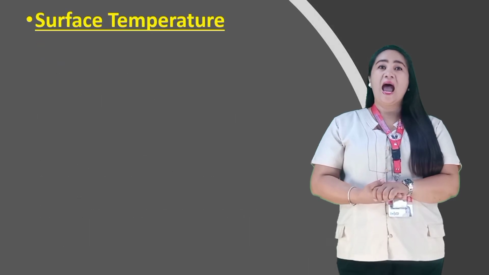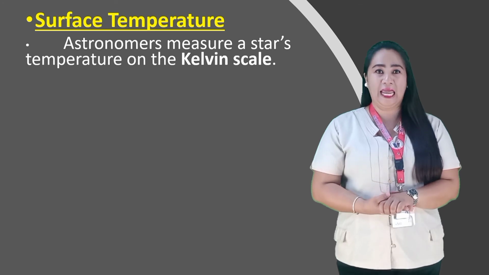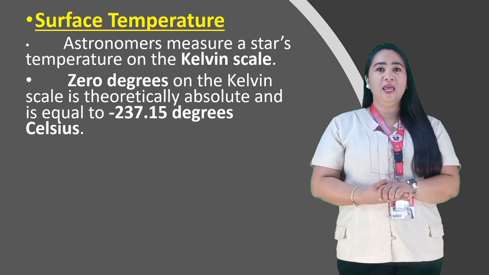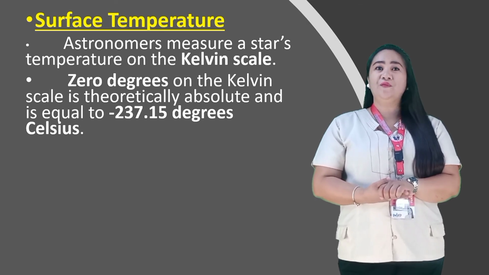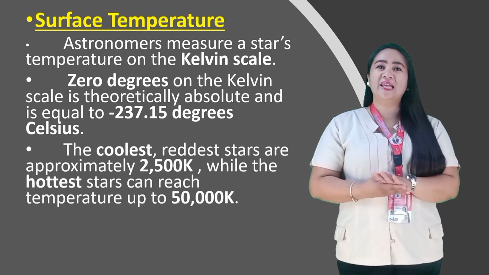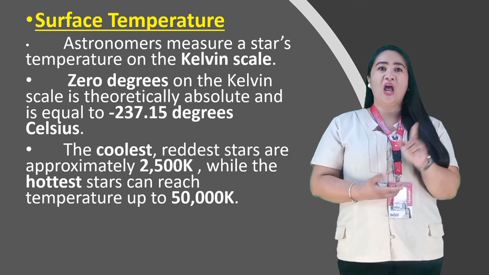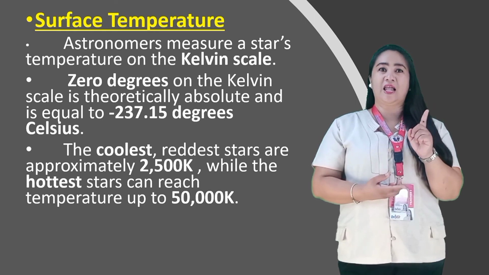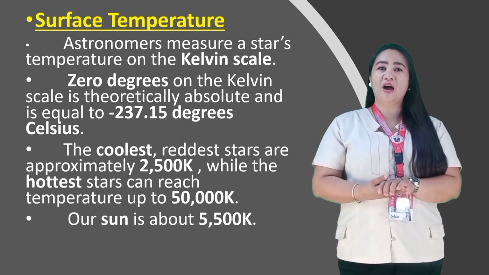Surface temperature. Astronomers measure a star's temperature on the Kelvin scale. 0 degrees on the Kelvin scale is theoretically absolute zero and is equal to negative 273.15 degrees Celsius. The coolest red stars are approximately 2,500 Kelvin, while the hottest stars can reach temperatures up to 50,000 Kelvin, and our sun is about 5,500 Kelvin.